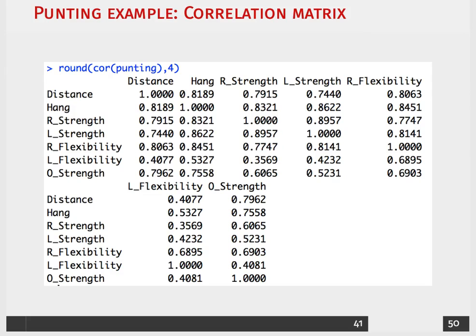This becomes even more immediately apparent if we look at the correlation matrix between our outcome and all of our covariates. So again, we can see that hang time is incredibly highly correlated with all of our measures of strength and flexibility.